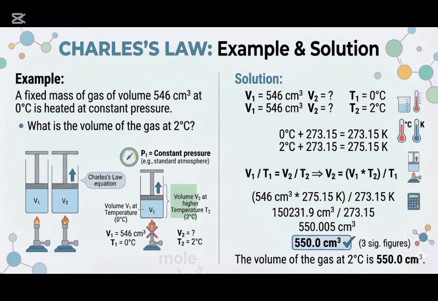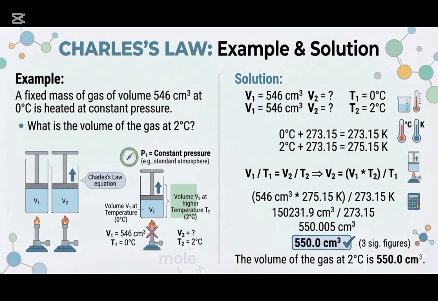And the next thing is to convert the temperatures to Kelvin, because the two temperatures given are in degrees Celsius. So we need to convert them to Kelvin. So T1, which is 0 degrees C plus 273.15, equals 273.15 Kelvin. T2 is equal to 2 degrees C plus 273.15, now giving us 275.15 Kelvin.